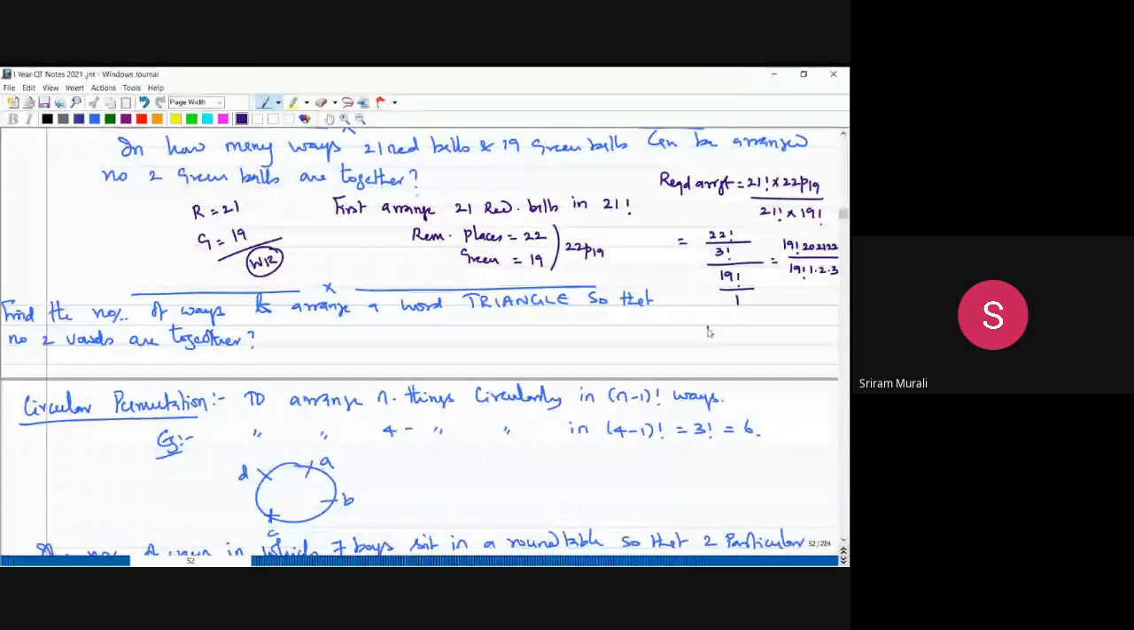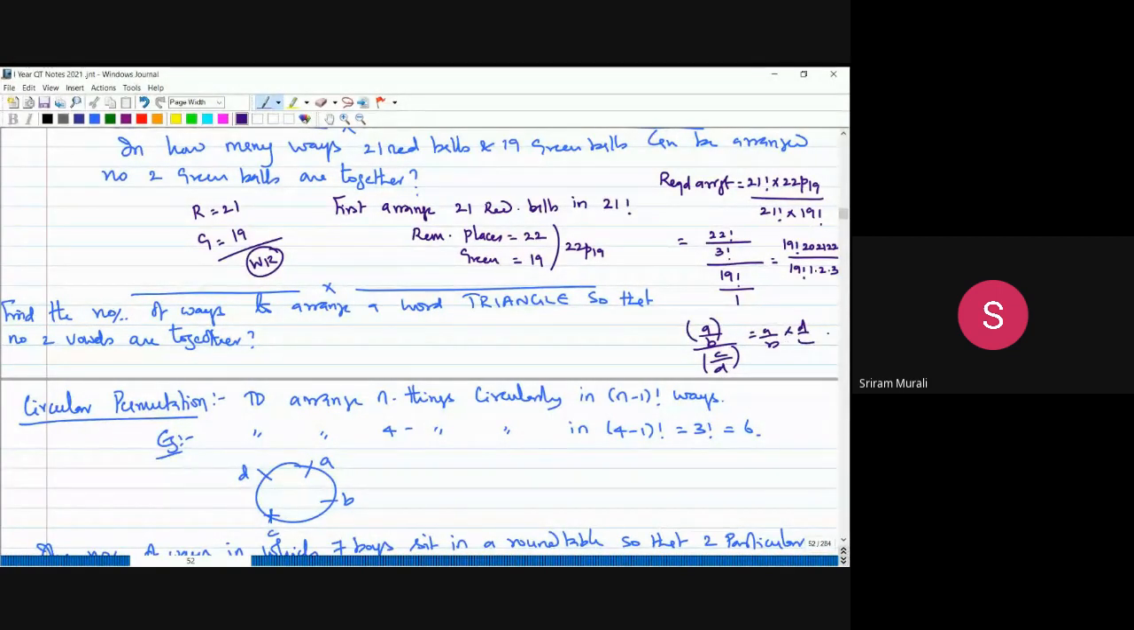See, what is a by b by c by d? Is it not a by b into d by c? Yes sir. Then how do you write 3 factorial in the denominator? Otherwise, what is your doubt? Sir, 22P19 is 22 minus 19, which is 3 factorial, so I asked how it came to the denominator. What is the definition of NPR?